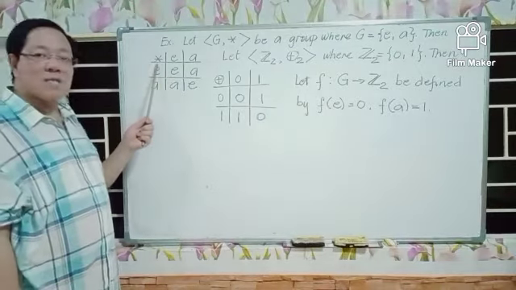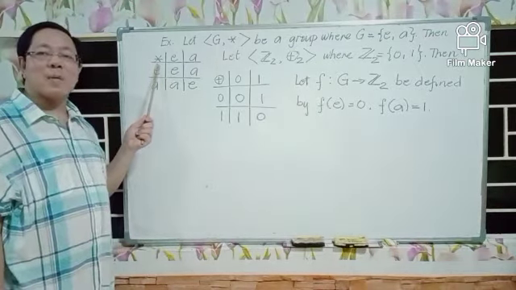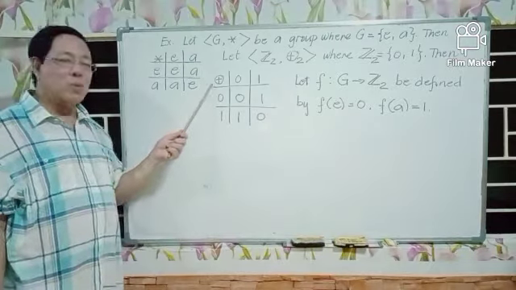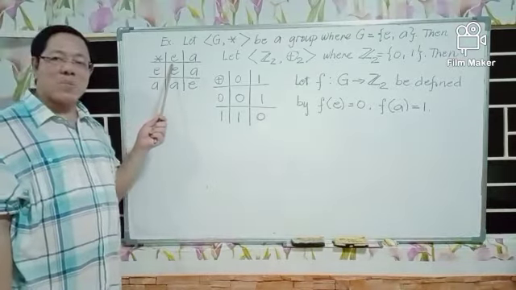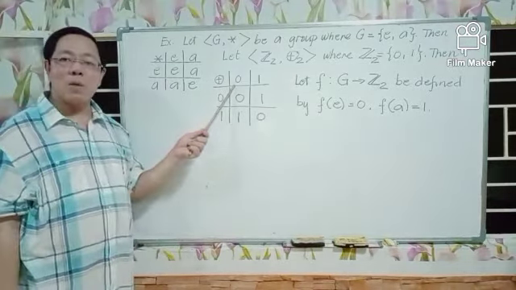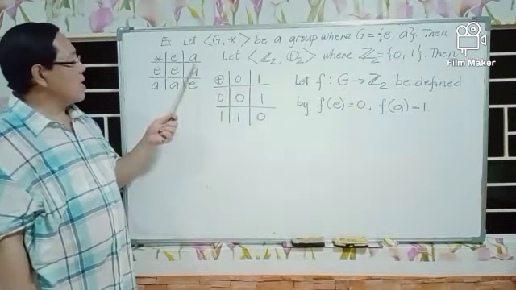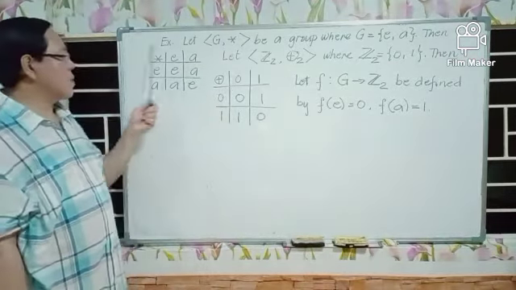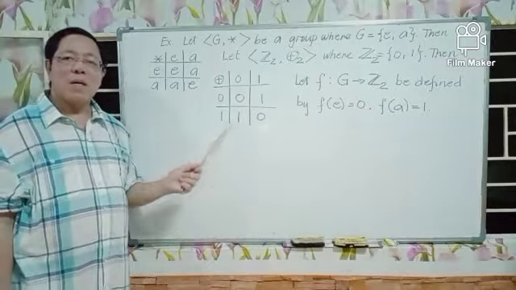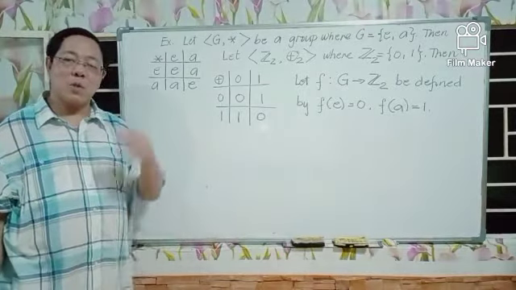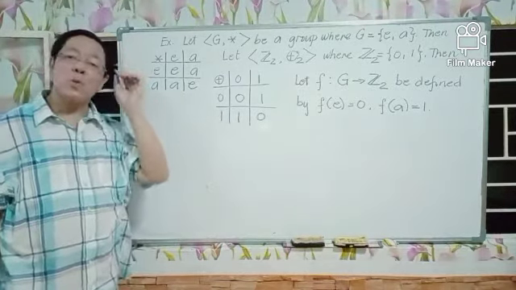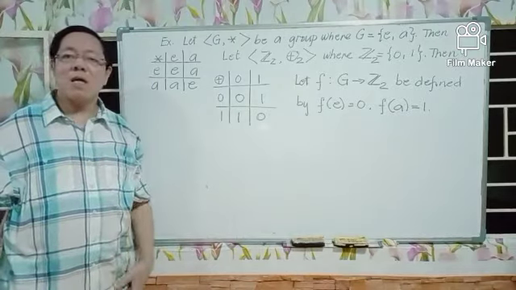Similarly, if in this table the binary operation star is replaced with addition modulo 2 and the identity element is replaced with the identity element 0 and A is replaced with 1, the resulting table would be this table. That goes to show that the structure of the two groups are essentially the same.